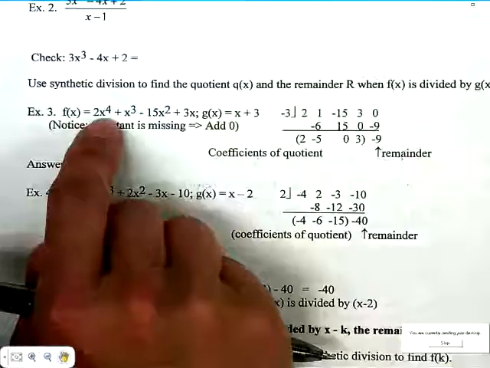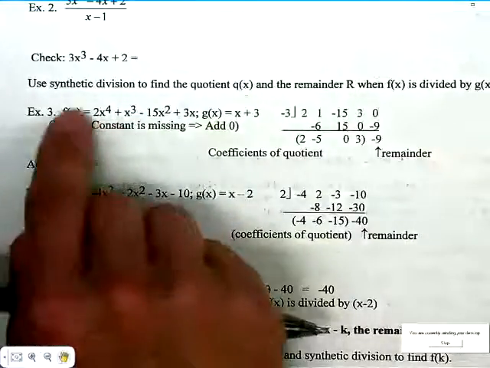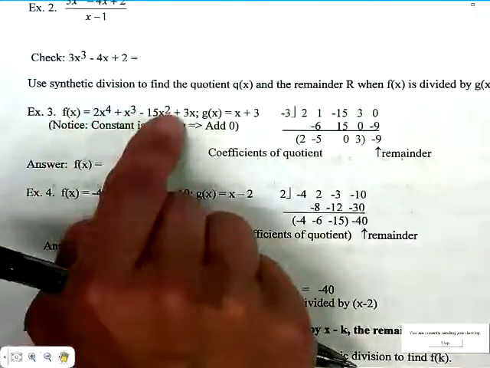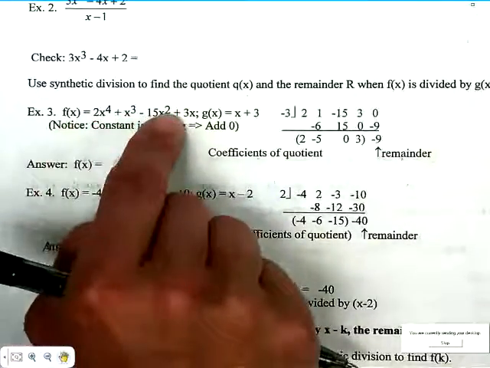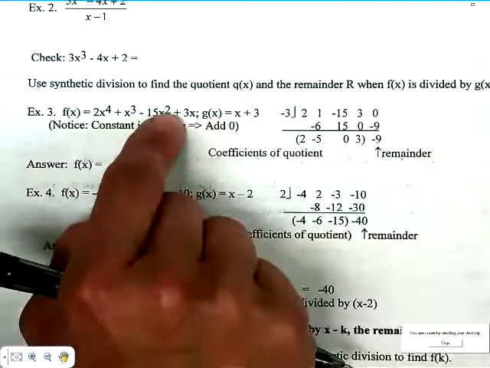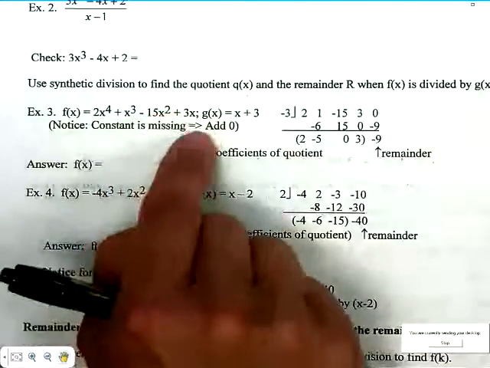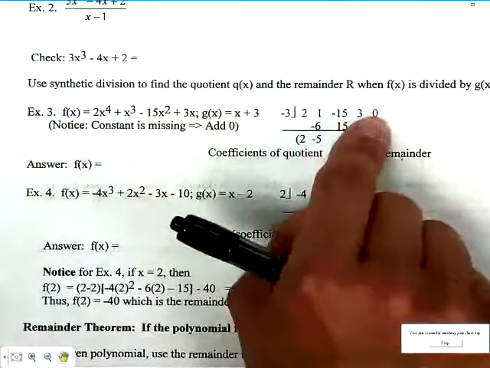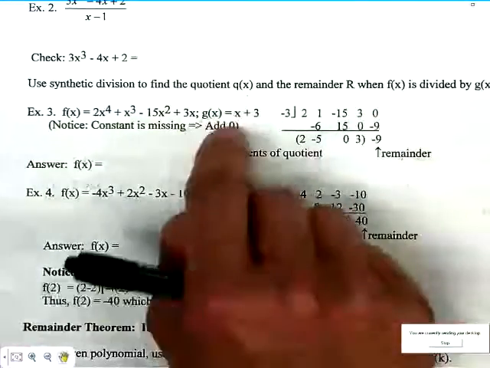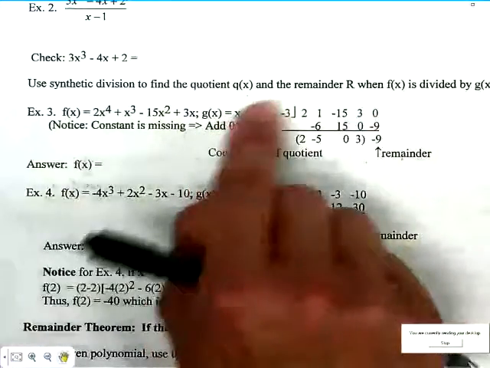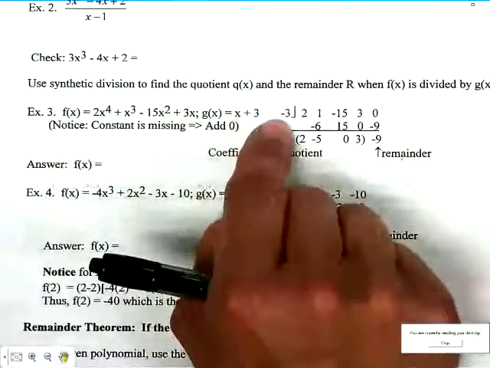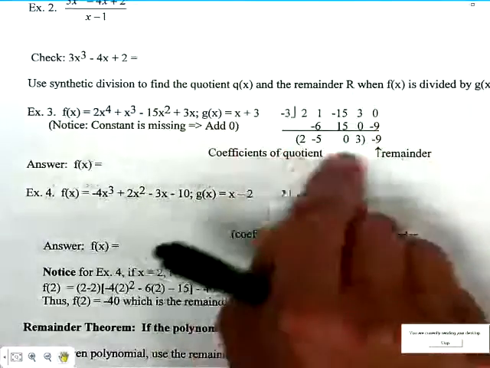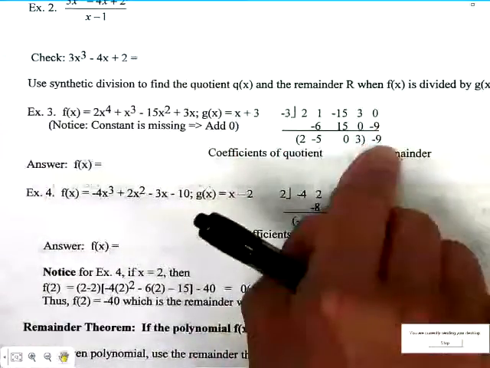Now remember, you look for any missing terms, and this is a fourth degree polynomial. I have my fourth degree, third degree, second degree, first degree term, but I'm missing a constant. You have to treat a constant just like any other missing term. So I put in a 0 for that constant, and that's why this first row of synthetic division has a 0 at the end. Make sure that if I give you the divisor x plus 3, you put a negative 3 in the box. Then when you do the synthetic division, this is the bottom row you get. The first four numbers are coefficients of the quotient, and of course the last number is the remainder.